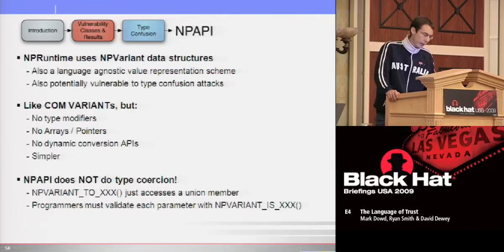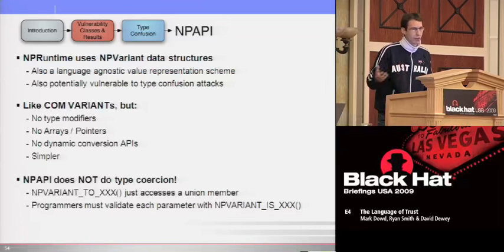But one thing that does stand out about it is the NPAPI does not actually do any type coercion. So when you use the macros that I introduced at the beginning of the talk, like NPVARIANT_TO_STRING to get a string out of a variant, they don't actually check anything. They just access the union as if it was a string. The onus is on the developer to use NPVARIANT_IS_whatever type you want before you access each thing. So you're supposed to do like if NPVARIANT_IS_STRING, then access it, otherwise signal an error.